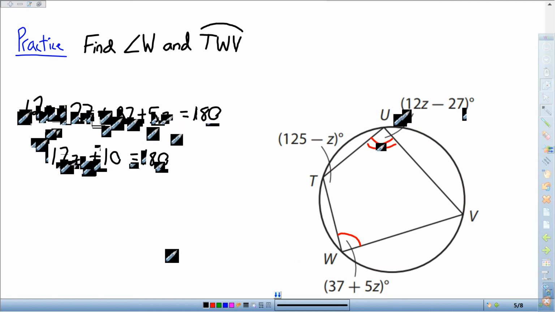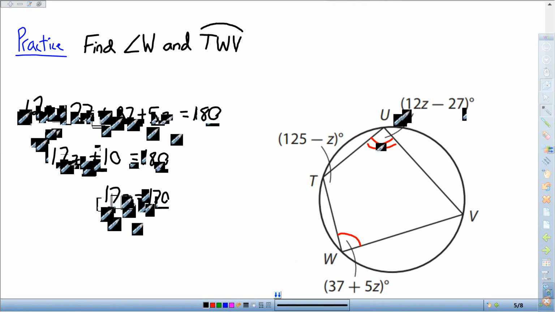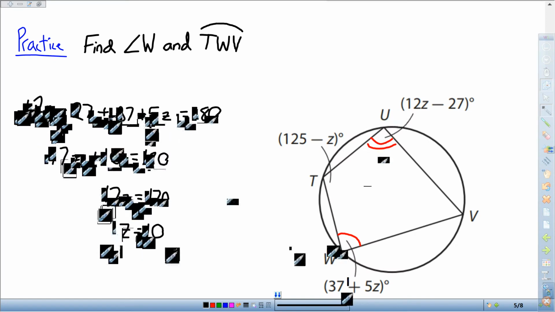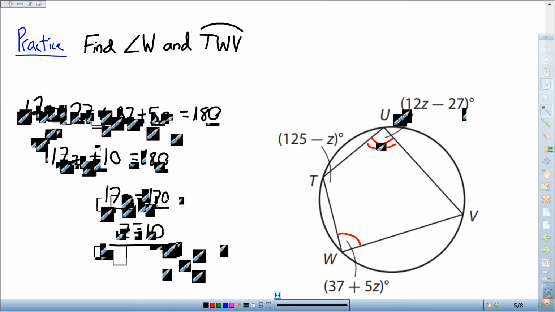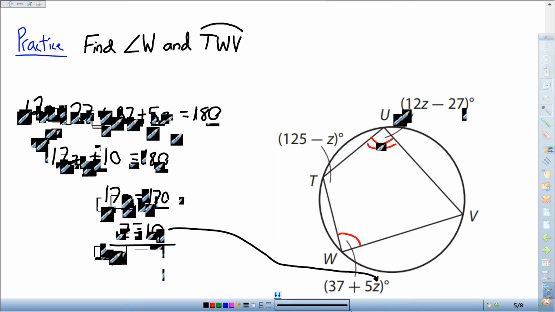Then I'm grabbing my calculator. 180 minus 10. Looks like I'm getting 17z equals 170. Divide by 17. z equals 10. I'm really hoping this algebra is not what is tripping you up. But if you still struggle with that, talk to me. Okay, cool. So now that we know z, we can plug it back in to right there.